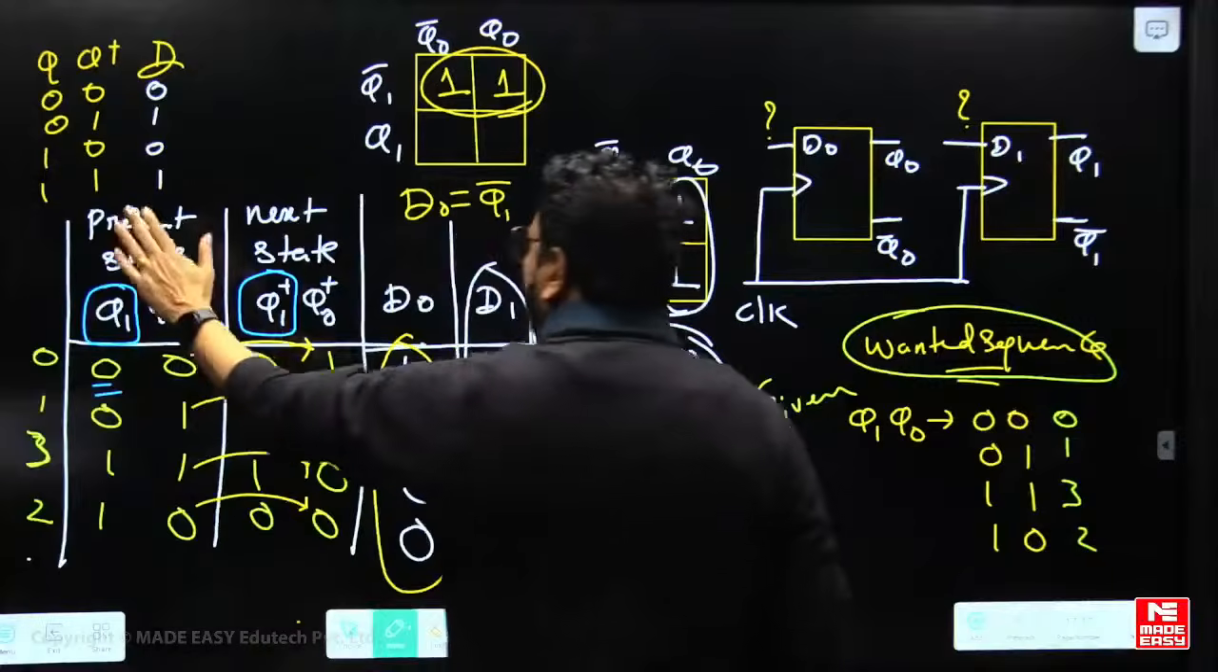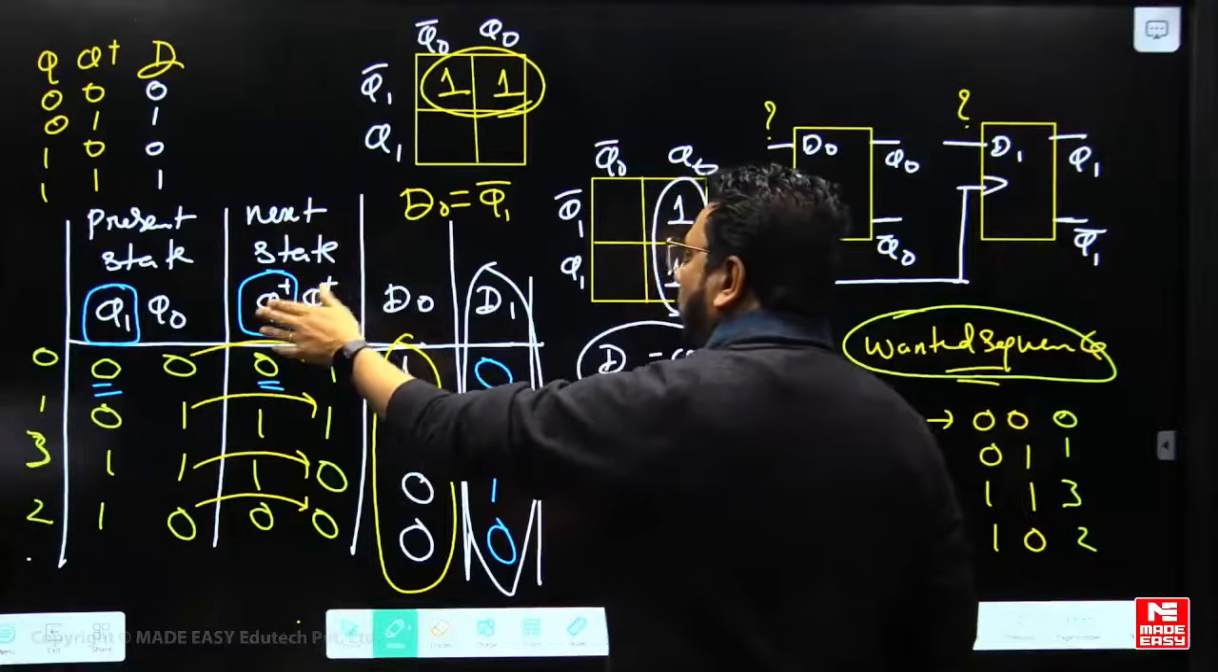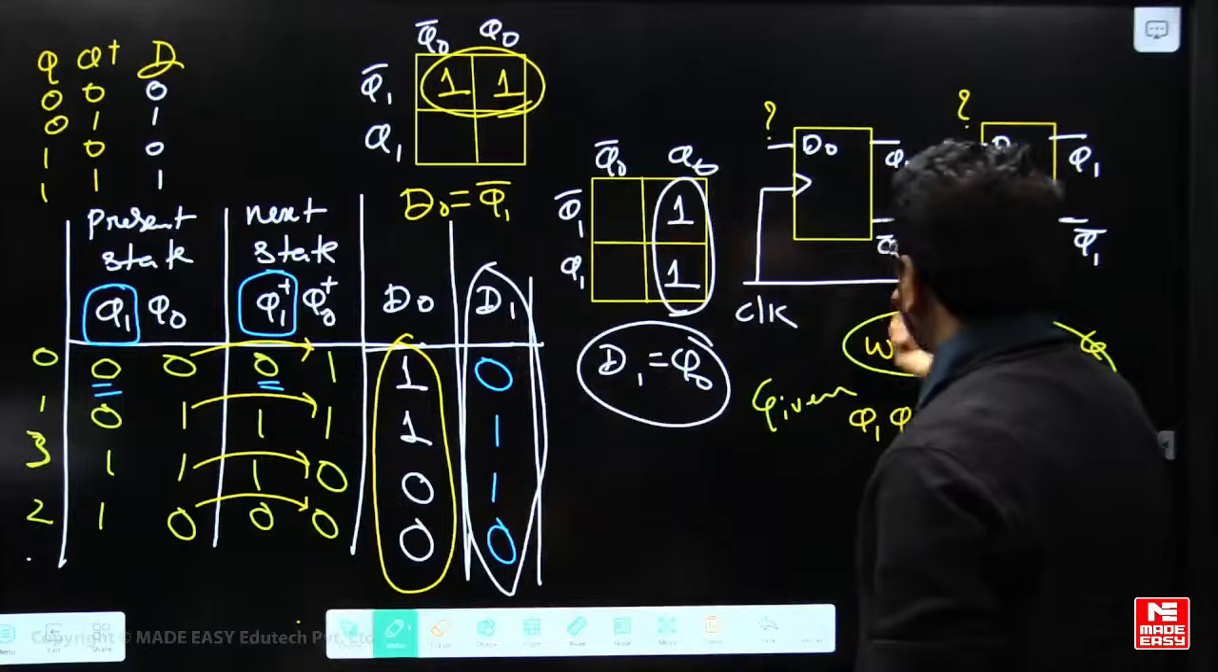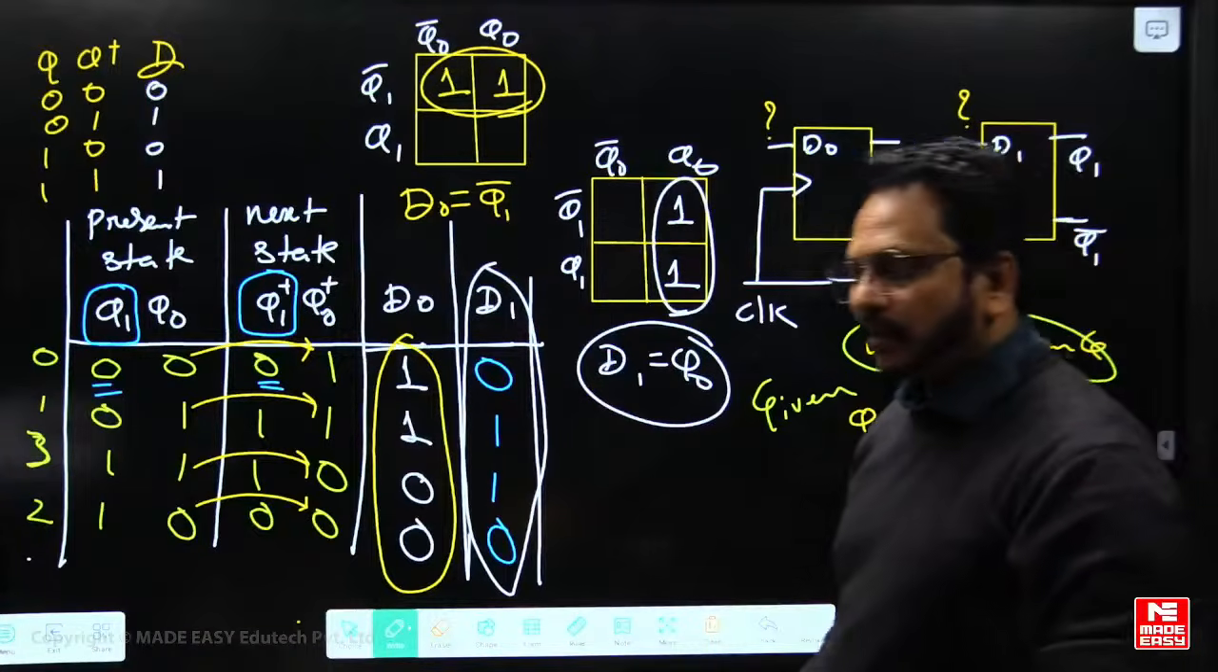So for this the procedure is present state, next state, and based on that the excitation table you should get this, and by the simplification we are going to get the inputs. Got it? Right.